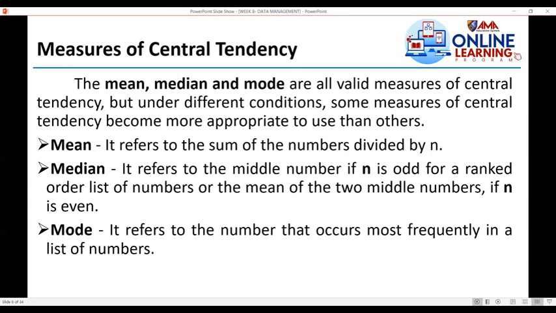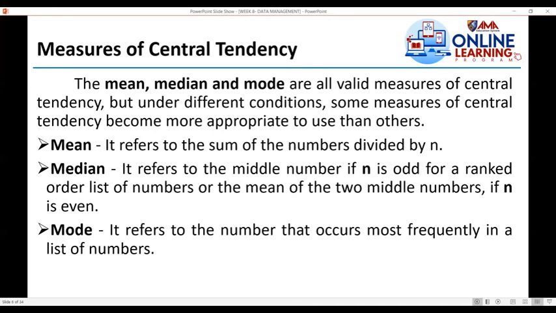Mean refers to the sum of the numbers divided by n, while median refers to the middle number if n is odd for a ranked order list of numbers, or the mean of the two middle numbers if n is even. It means that the value of the median varies depending on the number of elements in a given data set. If the number of elements is odd, then the median is the middle number if the elements are arranged from lowest to highest, or in increasing order.